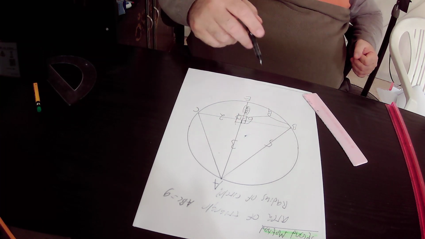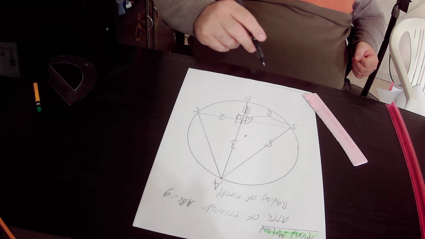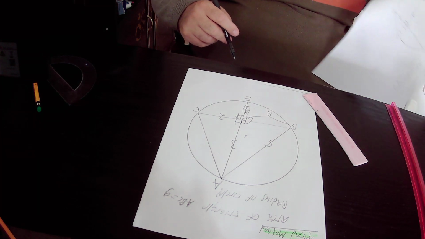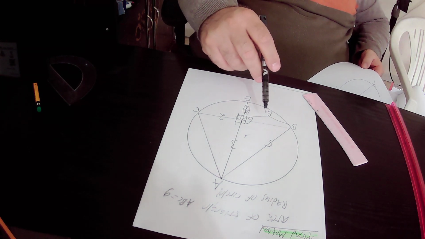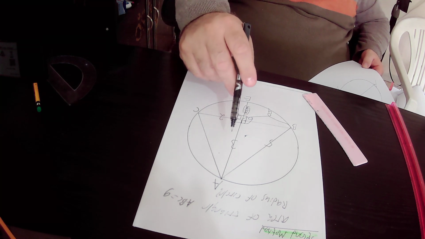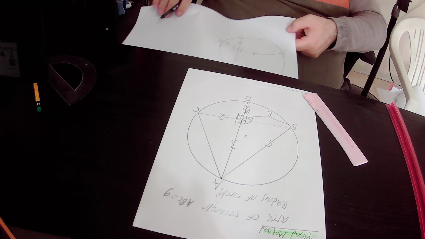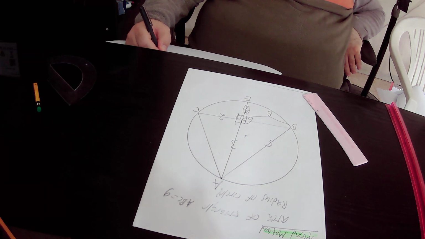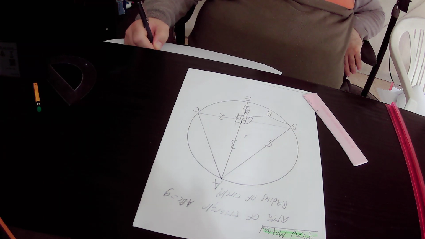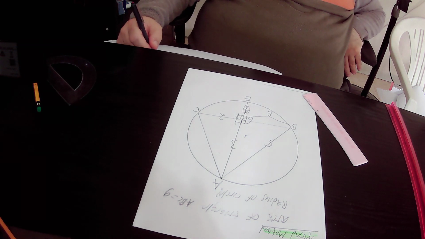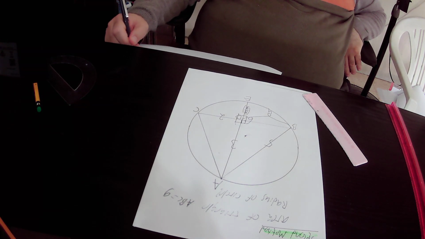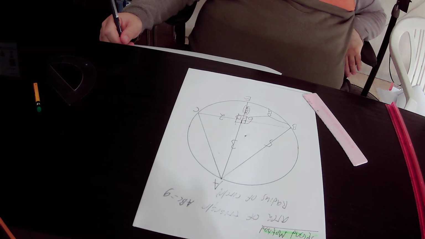So here again, chord AE intersects with chord BC at 90 degrees, therefore we can implement rule number 2 here, and according to rule number 2, we get that 4 times R squared equals BD squared plus DC squared plus AD squared plus DE squared.